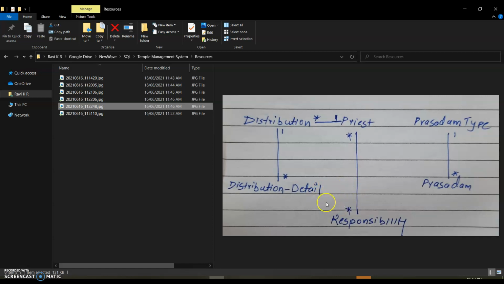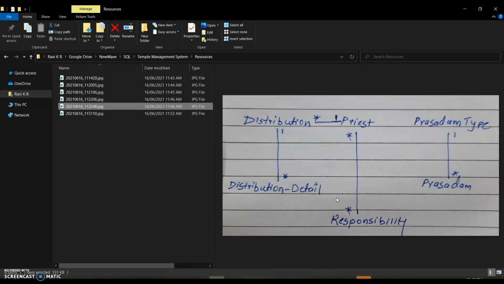Even if 1000 people came in and everyone was given one laddu, we would have one record saying 1000 laddus and whatever price was involved in it. Where to take it from, we will see all those things. Right now I am more focused on forming the type of association between them and the cardinality between these prasadam and distribution detail. So at this point you should imagine that a distribution detail can have a detail about one specific prasadam in one row.